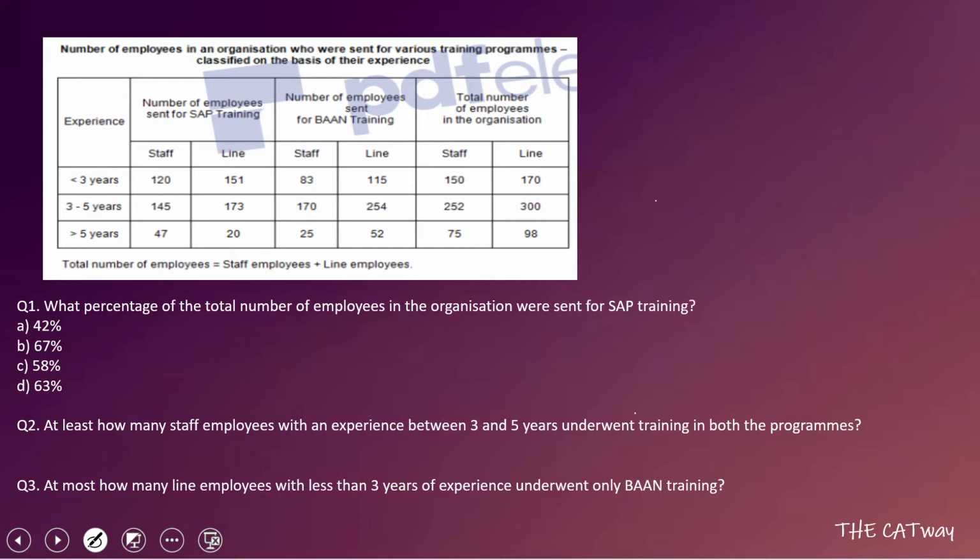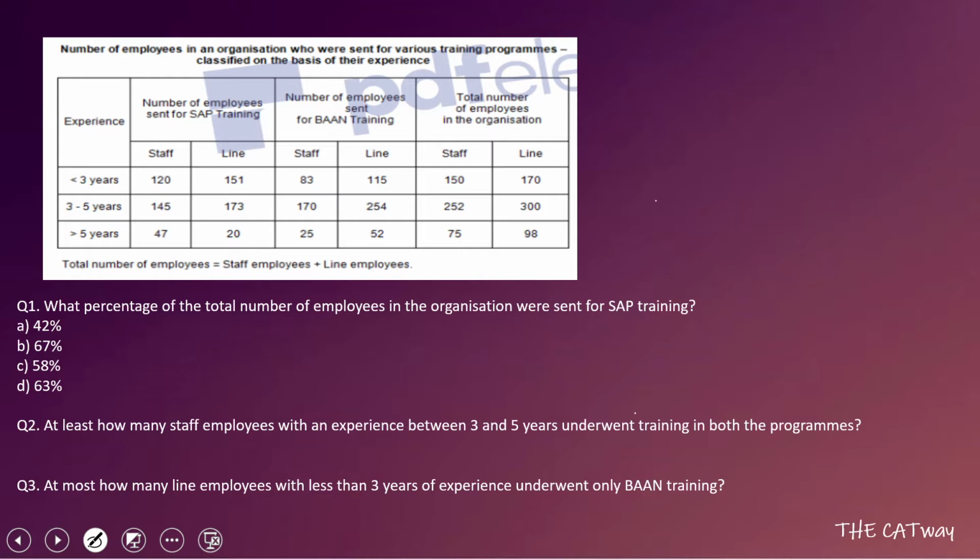So we have been given a table which tells us about the number of employees in the organization who were sent for various training programs classified on basis of the experience. So we have been given the experience in years, that is less than 3 years, 3 to 5 years, and more than 5 years. Then we have been given how many employees went for SAP training and how many employees went for BAN training. Also we have been given the total number of employees.